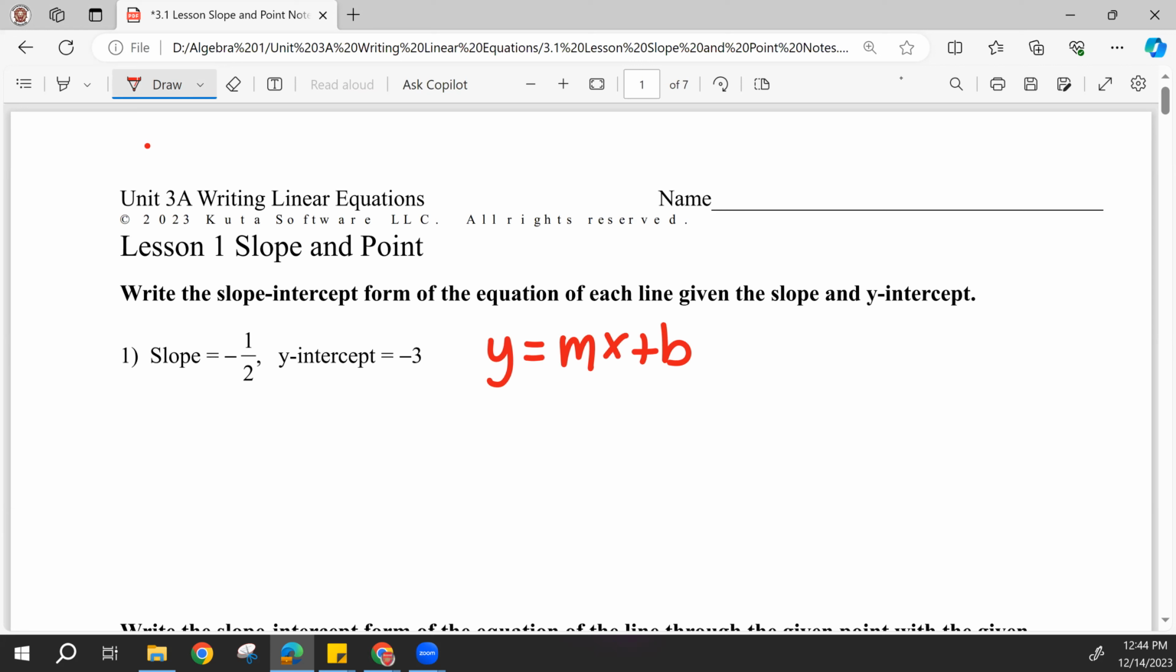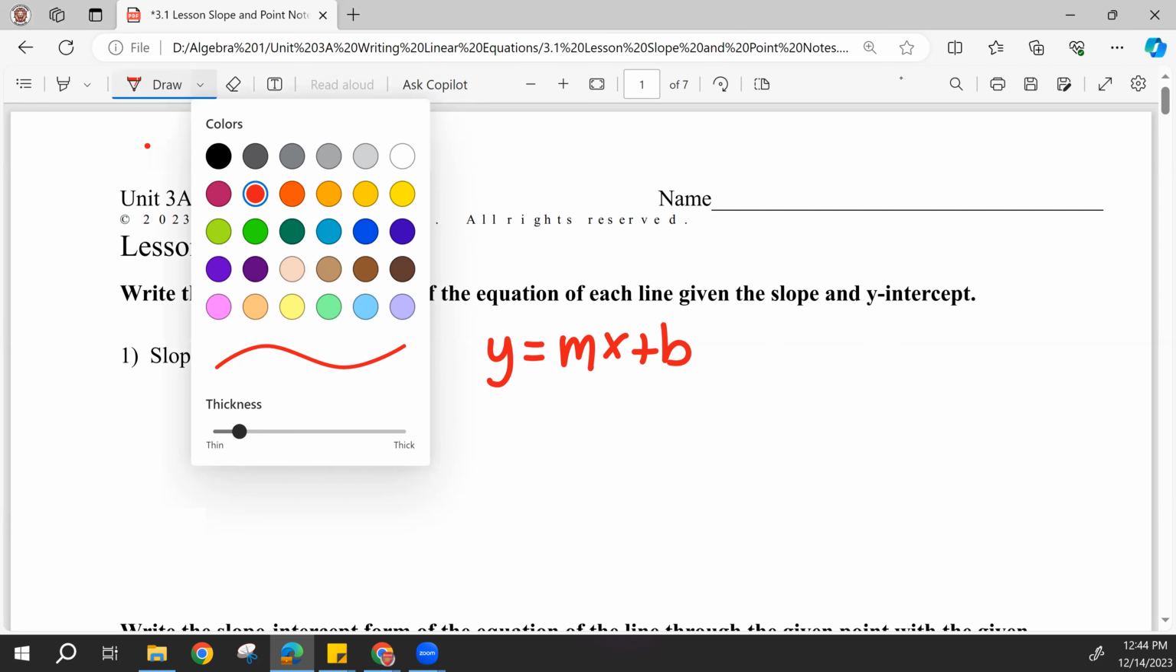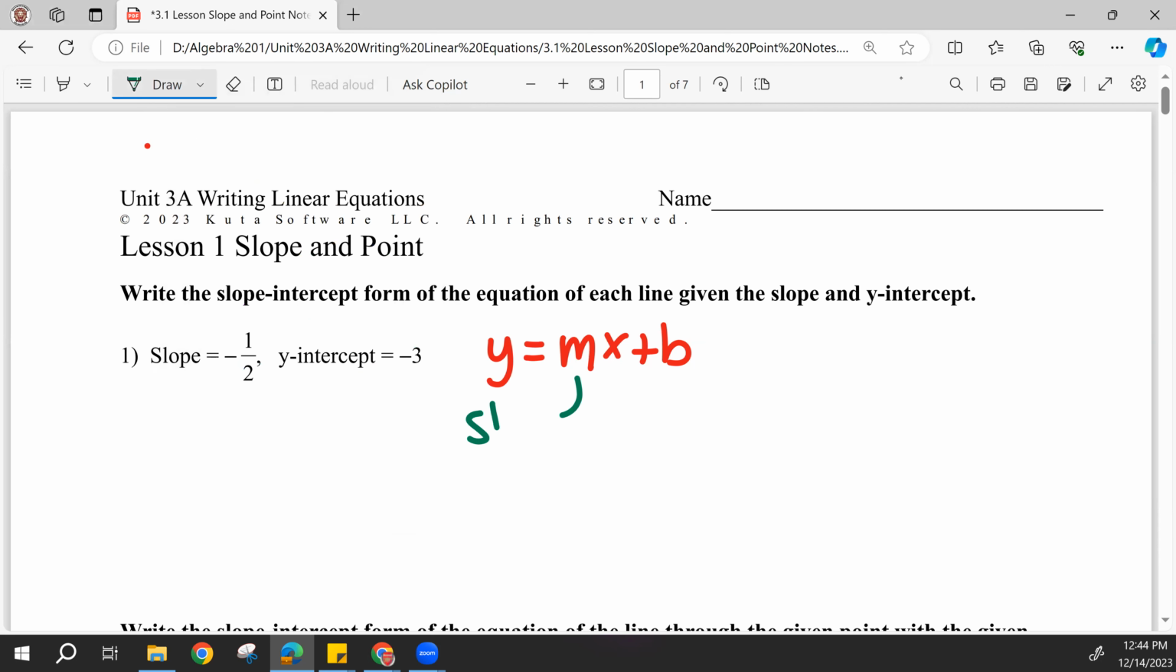That looks like that. And remember that M represented the slope, how slanted the line was, and B represented the y-intercept, the place where the line crosses the y-axis. In order to be able to write the equation of a line in this form, those are the two things we need to know. As soon as we know those two things, we can write the equation of a line.